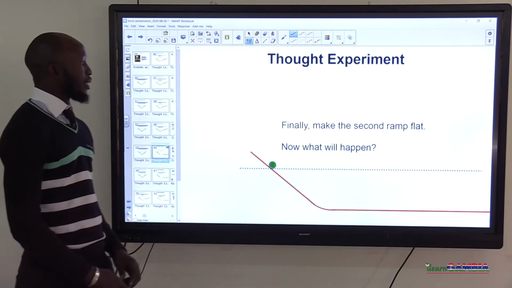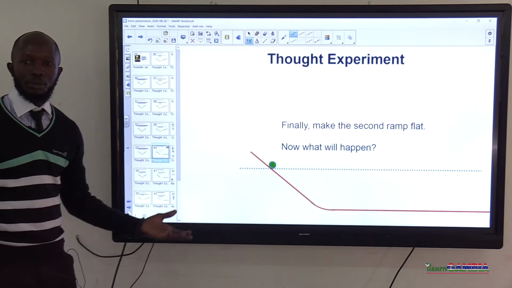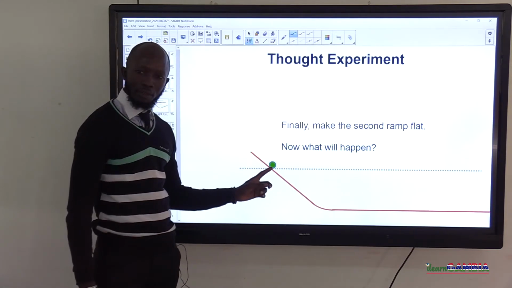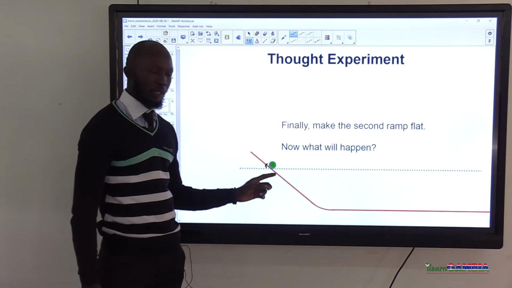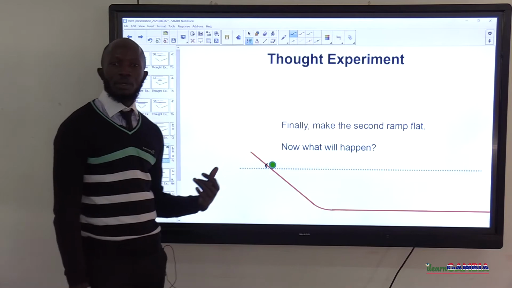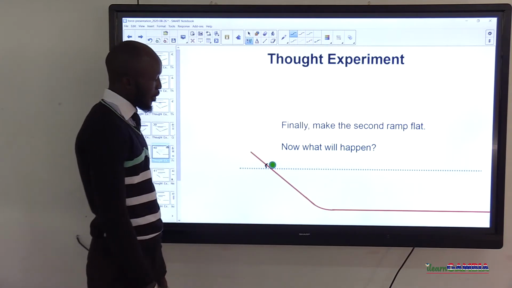Now finally, make the second ramp flat. What will happen to the object here? This was the initial height of the object. Now if I release it from this point, what do you think is going to happen to this object? What kind of motion is this object going to exhibit? That is also another question. Now let's see what happens.